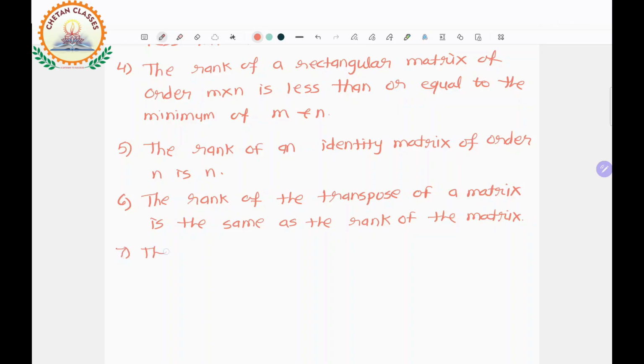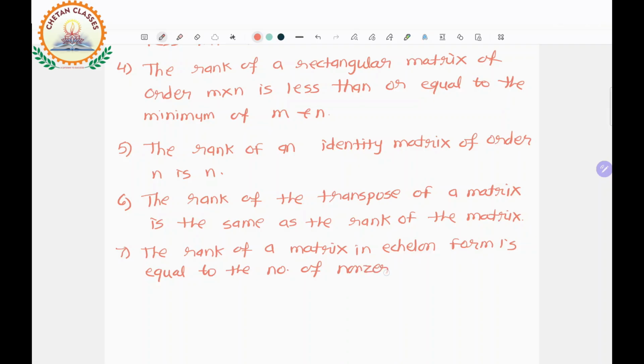And seventh, the rank of a matrix in echelon form is equal to the number of non-zero rows.